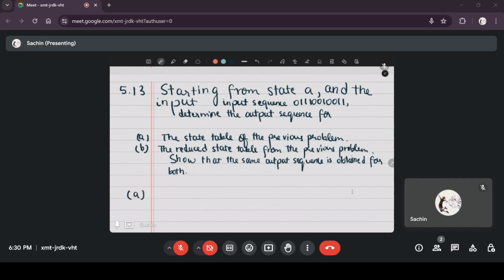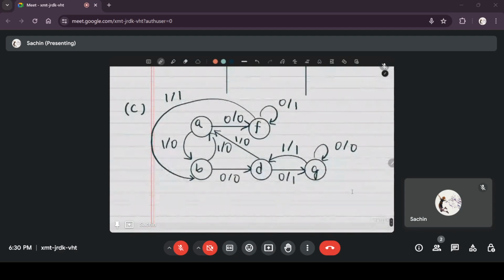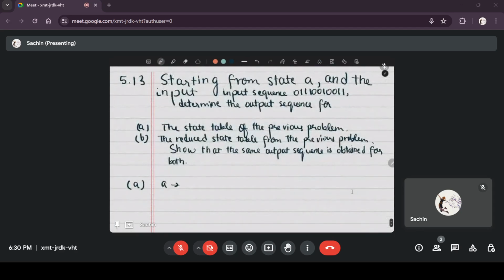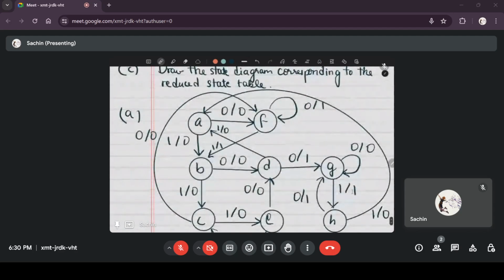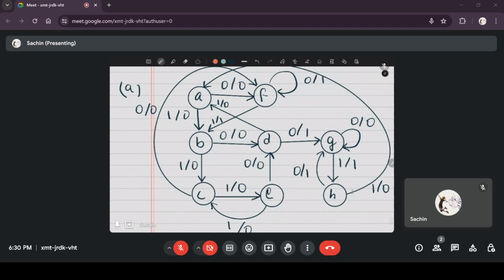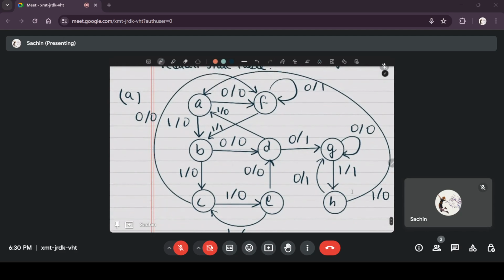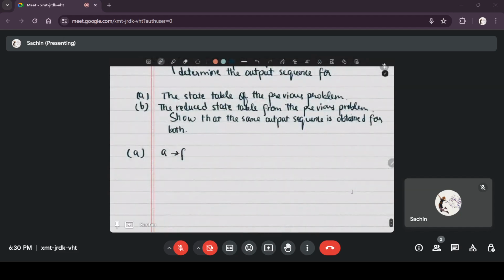They're asking only for the output sequence given a particular input sequence, and the particular input sequence is 0 1 1 1 0 0 1 0 1. We start out from state A. For input 0, output is 0, we go to state F with output 0.